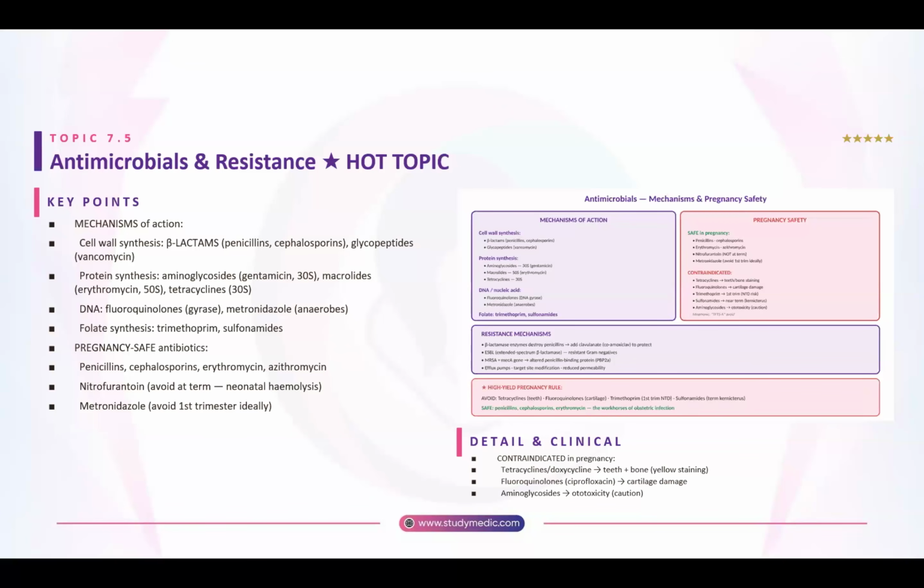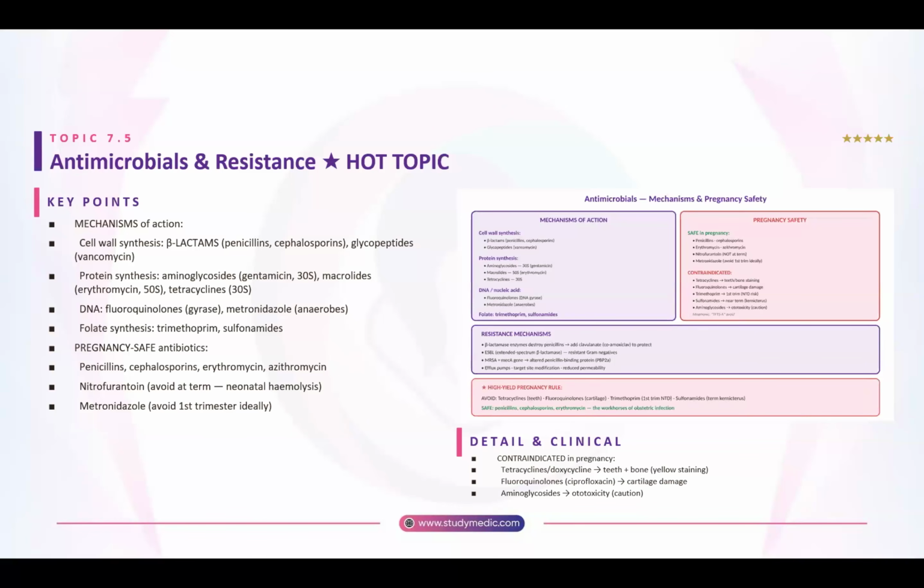Cell wall synthesis inhibitors, that is your beta-lactam antibiotics, your penicillins and cephalosporins, your glycopeptides, all these are going to act on your cell wall synthesis. Now coming to protein synthesis. Now which are the antibiotics that act here? These are your aminoglycosides like gentamicin, your macrolides like erythromycin, which act on the 50S, and your tetracyclines. Now DNA. For the DNA, you have your fluoroquinolones, which are acting on your gyrase, and your metronidazole, which is for your anaerobes. Folate synthesis is affected by trimethoprim and sulfonamides.